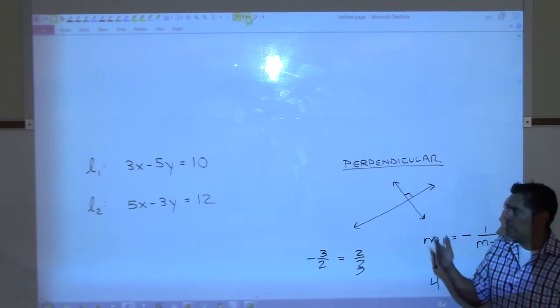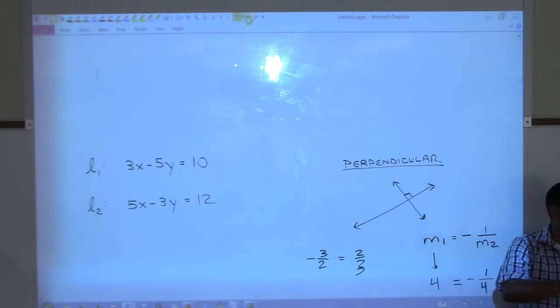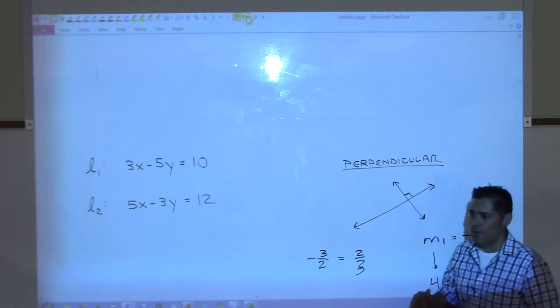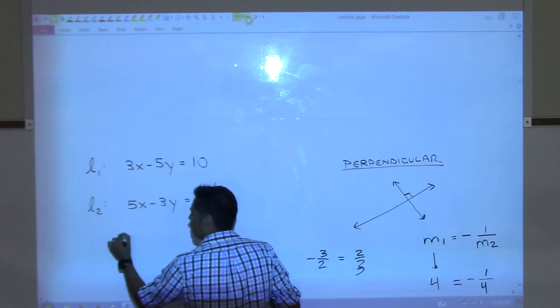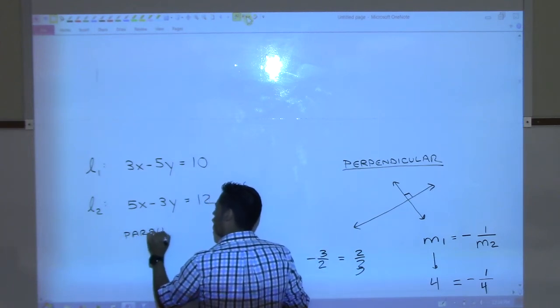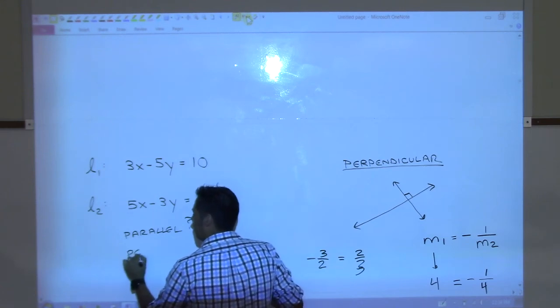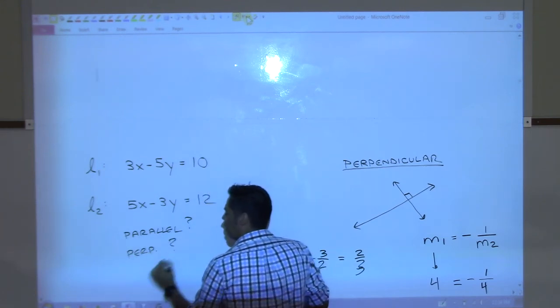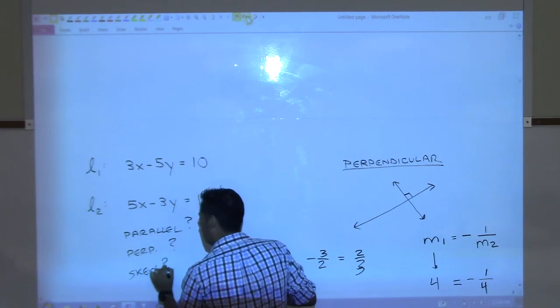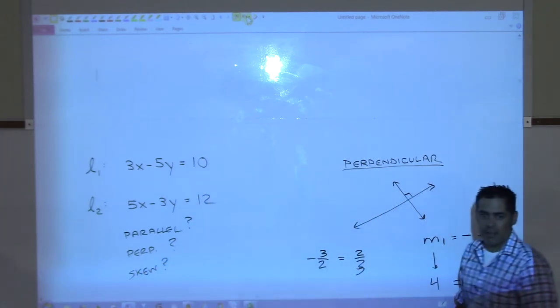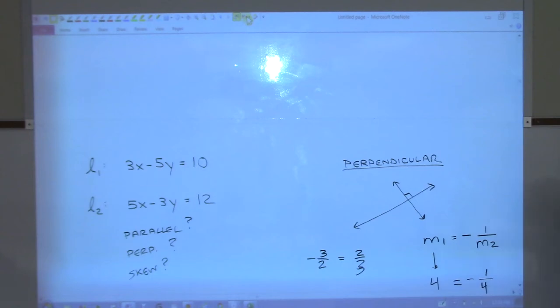Because just because I give you two lines doesn't mean they have to be parallel or perpendicular. They could be neither one. So in the case that it's neither one, we call those lines skew. So the question is, are these parallel, perpendicular, I'm just going to put perp, or skew? All right, so what are we going to have to do to check this? Miranda, what are we going to have to do to check which of these three cases we have?